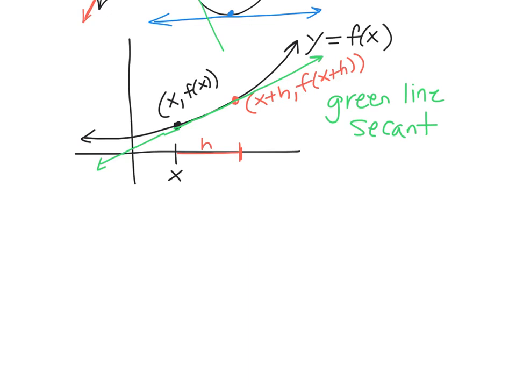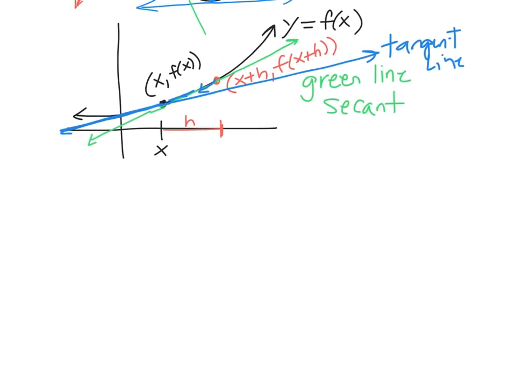So this is what we're going to do. We're going to take h and shrink it. We want to shrink the difference between them all the way until it becomes 0. When the distance between those two points is 0, then I can find my tangent line. Now how do I do that? I take the limit as h goes to 0.